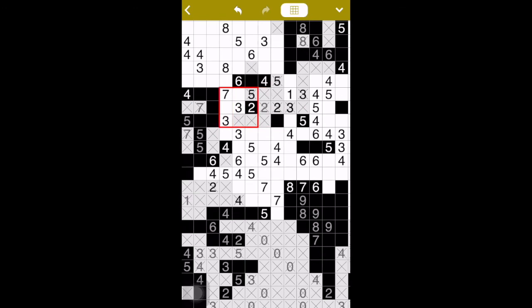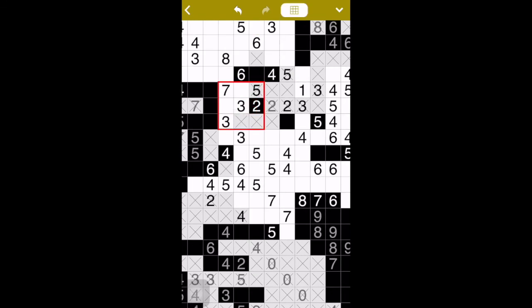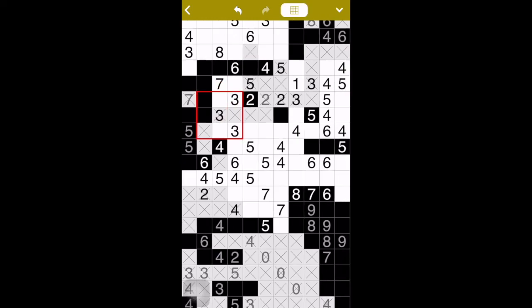Okay, 3 and 7, no, because of this black space. To me, this is actually 2 and 7 in my head, right? Difference of 5, right? Diagonal numbers. So all that becomes black and this one becomes gray, right?